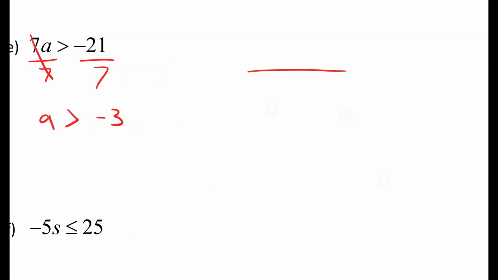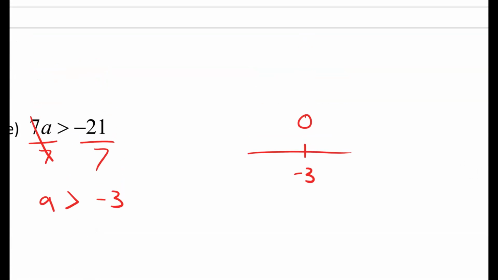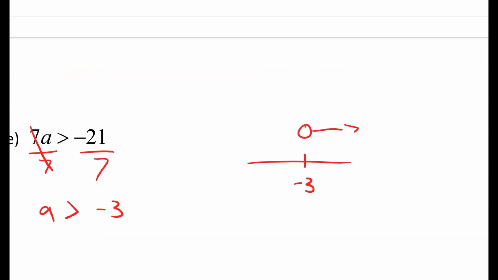We do our rough sketch of our number line, make our dash, and we have a number of negative 3. And our greater than less than symbol does not have the line underneath it. So that means that we're going to leave an open dot, and a is greater than negative 3. So we are drawing our arrow to the right.